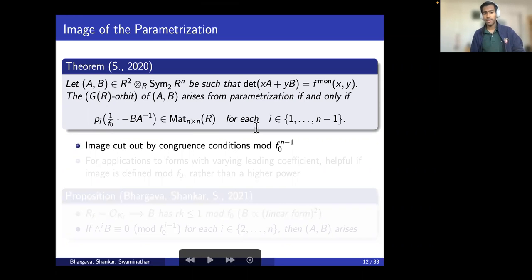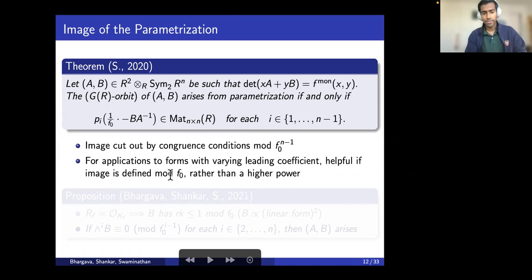The takeaway from that theorem should be that the image of the parametrization is defined by congruence conditions, modulo f naught to the n minus 1. And that's not very good because it seems to suggest that the parametrization depends very heavily on the leading coefficient. If its image is defined modulo this very large power of the leading coefficient. And for applications concerning binary forms with varying leading coefficient, it would be helpful if the image were defined just mod f naught rather than a higher power of f naught. That would mean that the parametrization doesn't depend too much on the leading coefficient.